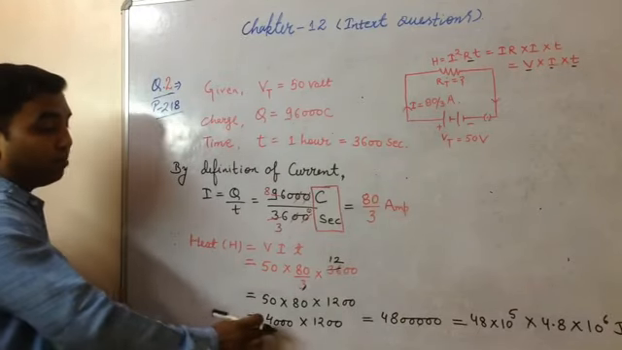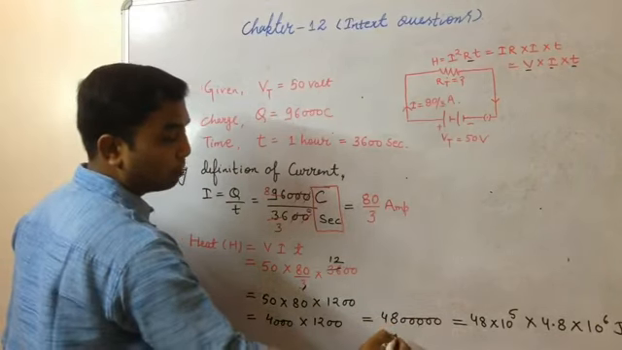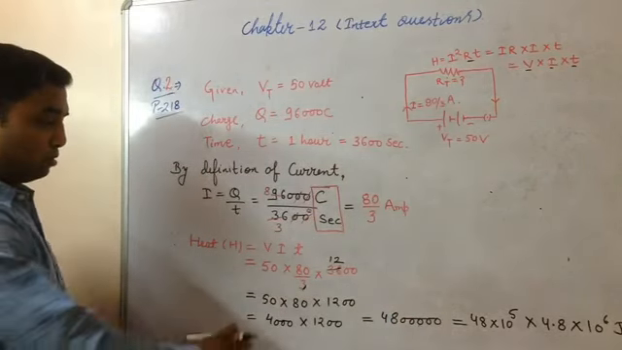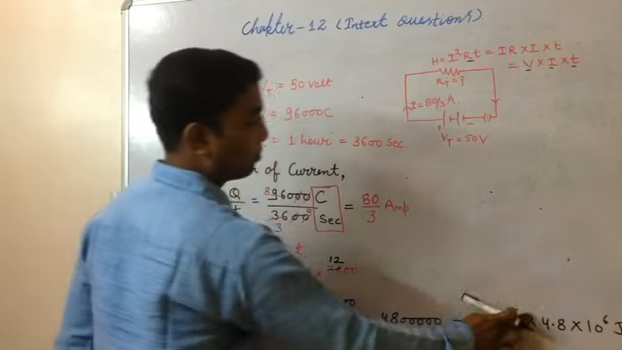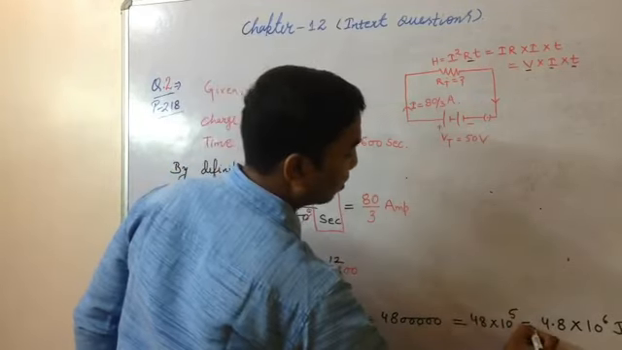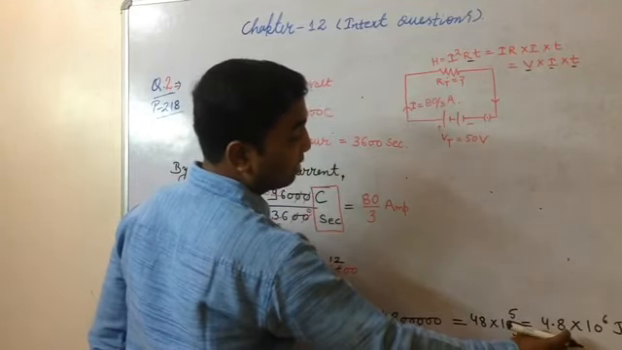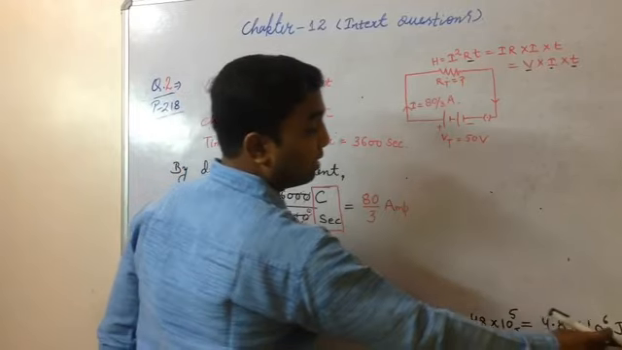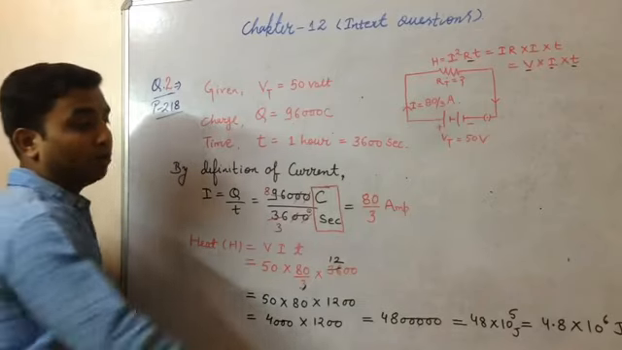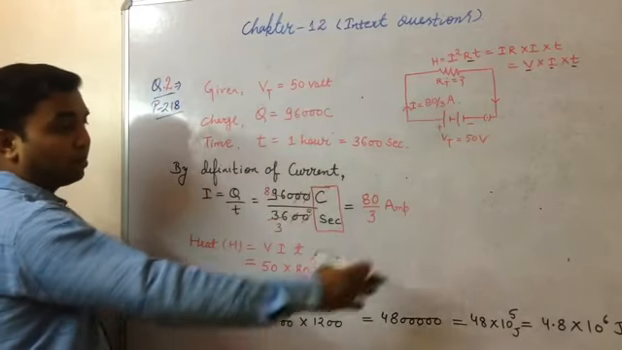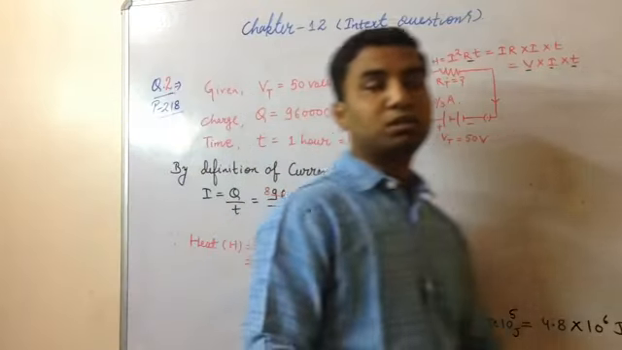Now you can understand what I am doing. Different ways I have written the same thing. 48 into 10 to the power 5 joules. And this you can write in terms of decimal also, 4.8 into 10 to the power 6 joules. So these answers we are getting: 48 into 10 to the power 5, and if you change into decimal, this will change into 4.8 into 10 to the power 6 joules.